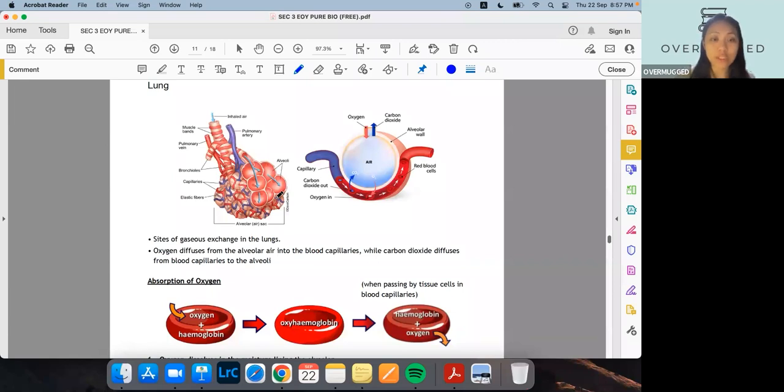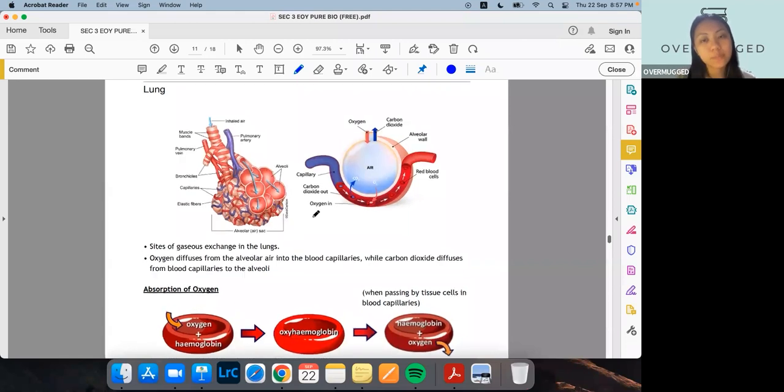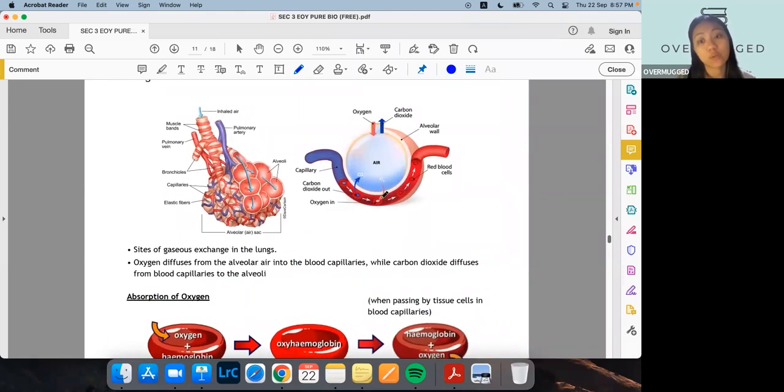And you know that oxygen diffuses from the alveolar air into the blood capillaries, and carbon dioxide diffuses from the blood capillaries to the alveoli. So if you look at this part, that is the direction that they're trying to draw. And this is K.